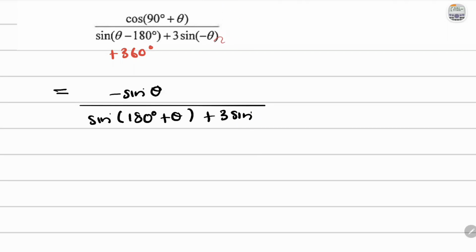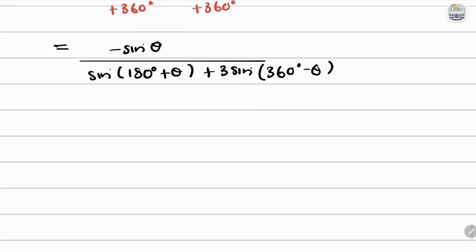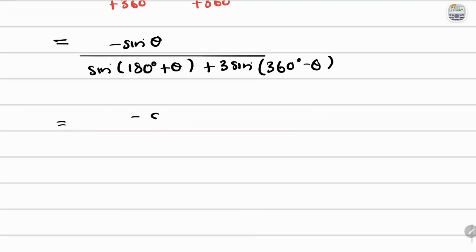The angle here is negative, so what must you do? You need to add 360 degrees to it. So that's going to be 360 degrees minus theta. And now you can just go ahead and reduce. So it's equal to negative sine theta over, and let's reduce there. So that is in tan's quadrant. It's going to become negative sine theta.